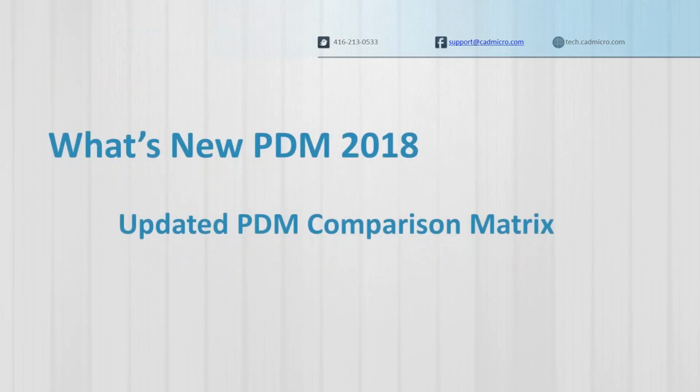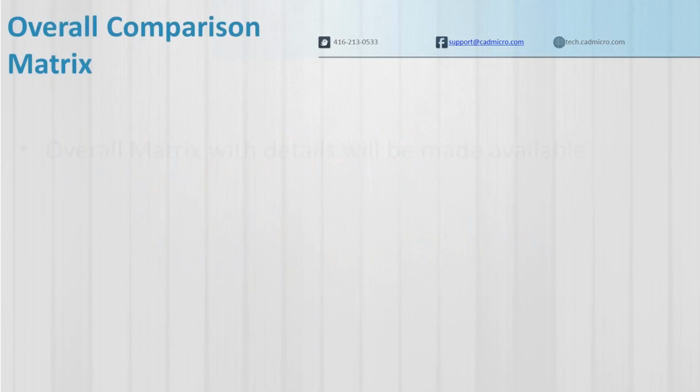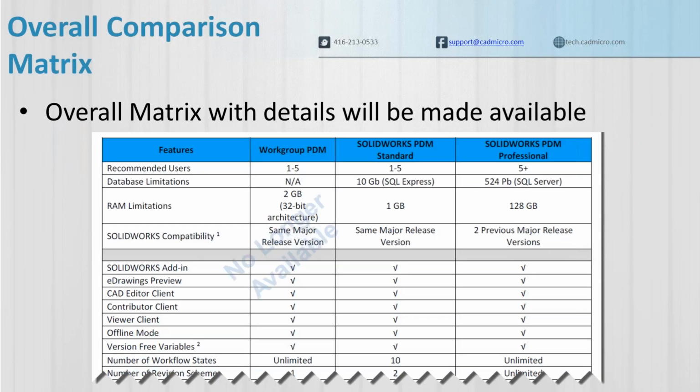Comparison matrix, I talk about this every year. I've updated it with the new functions and features in 2018. So if you want a comparison matrix, maybe for the PDM Standard users who are talking about maybe upgrading to a PDM Professional, this is a detailed list that tells you what is in Standard versus what is in Professional. And again, we'll make this available with the webinar after we're done.